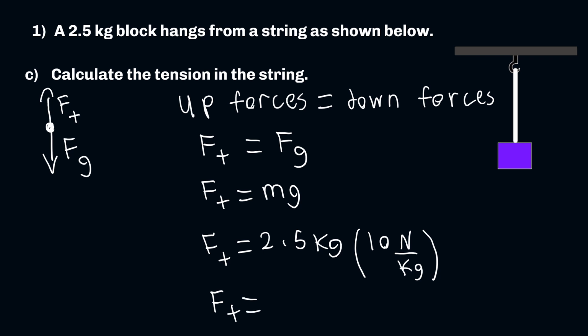So now all you're going to do is plug this into your calculator real quick. Kilograms will cancel out because you have kilograms on top and kilograms on the bottom. So just making sure you get your answer here, 2.5 times 10. And you should end up with a force of tension of 25 newtons.